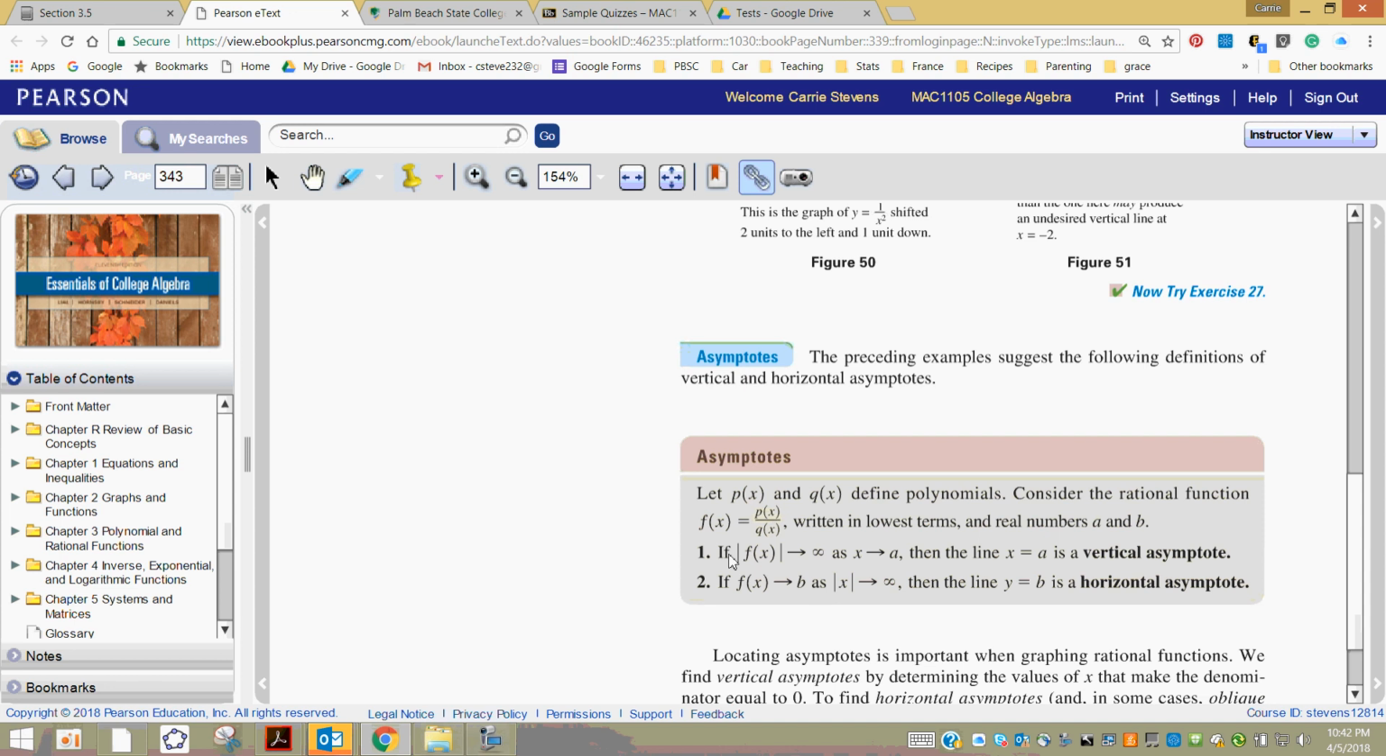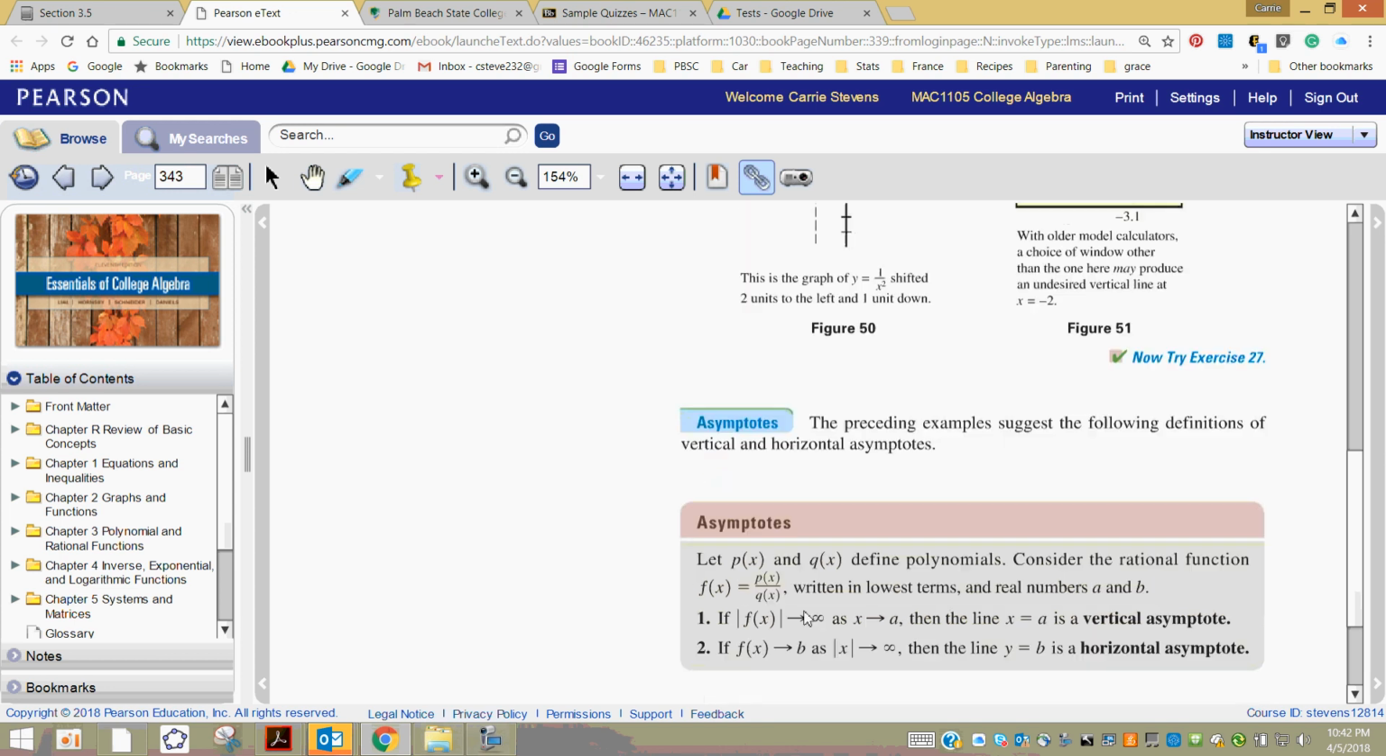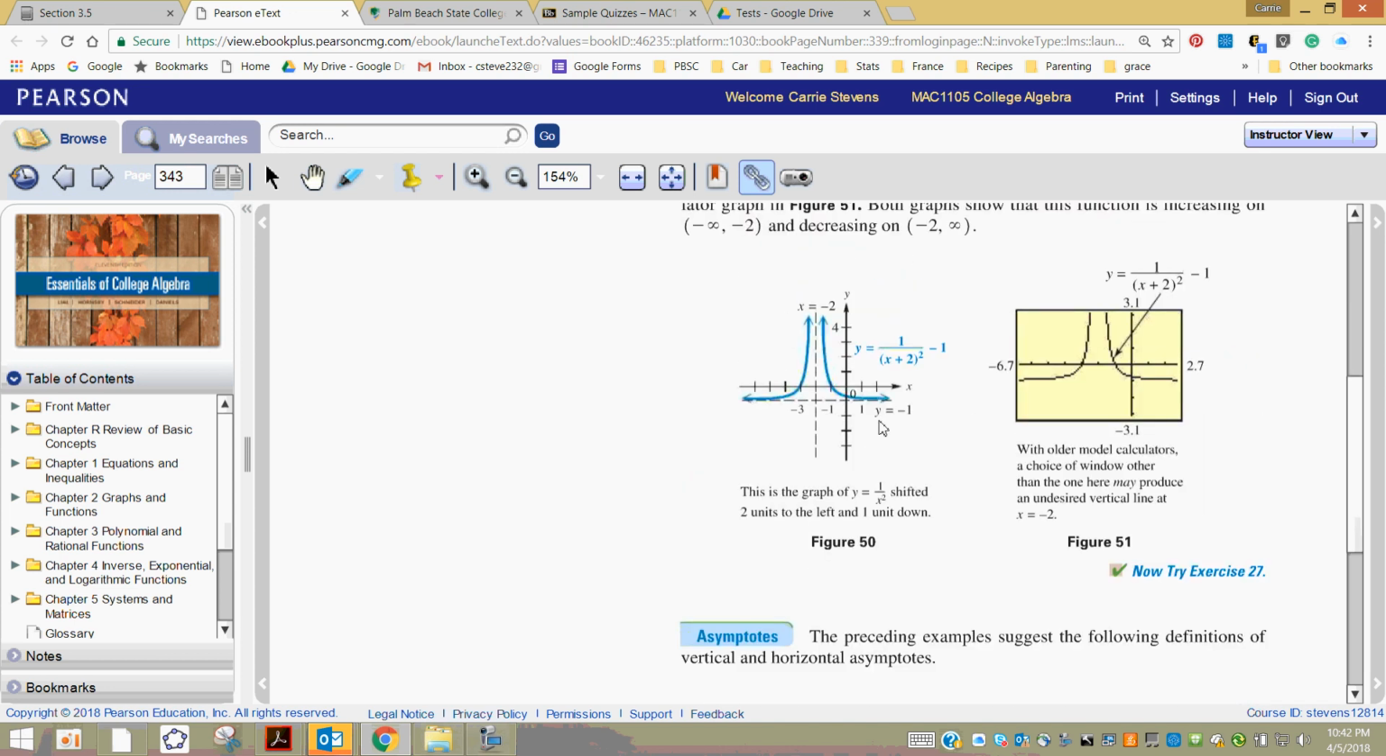Okay, so looking at number 1, if the absolute value of y is approaching infinity as x approaches a constant, meaning, so what that means is, here's the constant x equals -2.